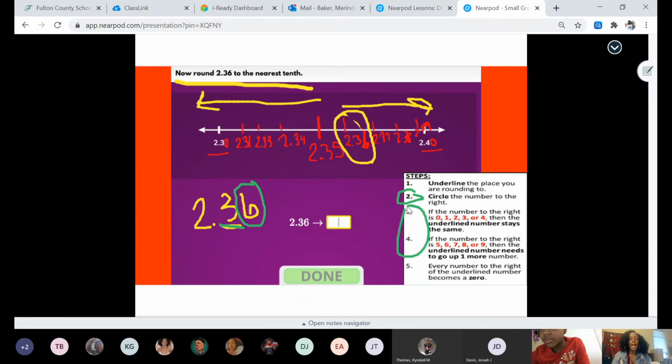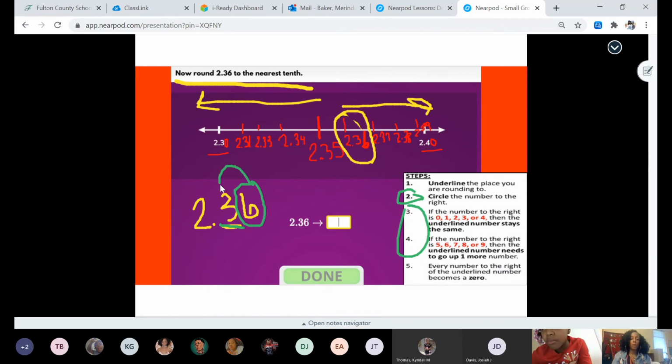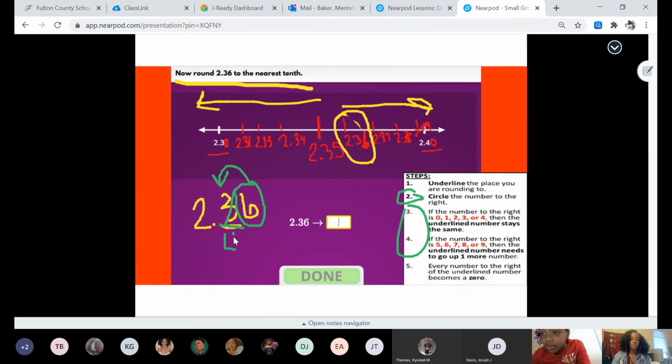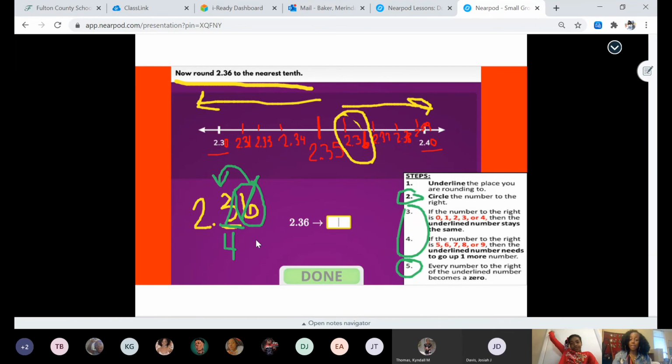Steps 3 and 4, I'm going to ask myself, is this 4 or less or 5 or more? That 6 is 5 or more. So I'm going to raise my 3 one score. So that 3 now changes to a 4. Then our very last step is everything after the underlined digit changes to a 0. So that 6, we don't need it anymore. We're going to change it to a 0. And then we're going to bring that decimal and 2 down. So you guys were correct. It rounds to 2 and 40 hundredths.